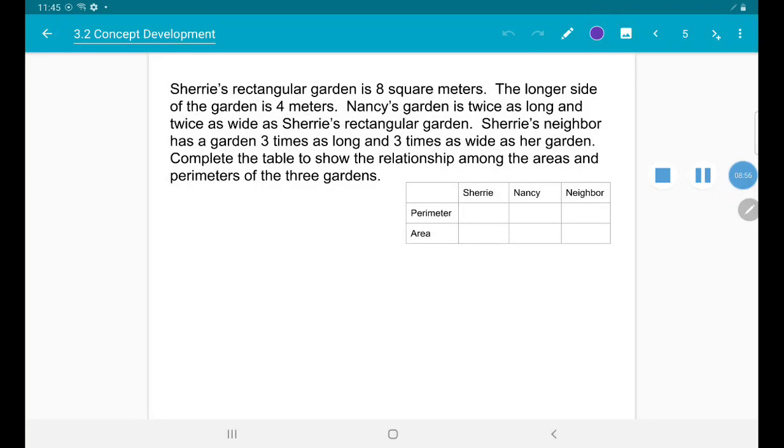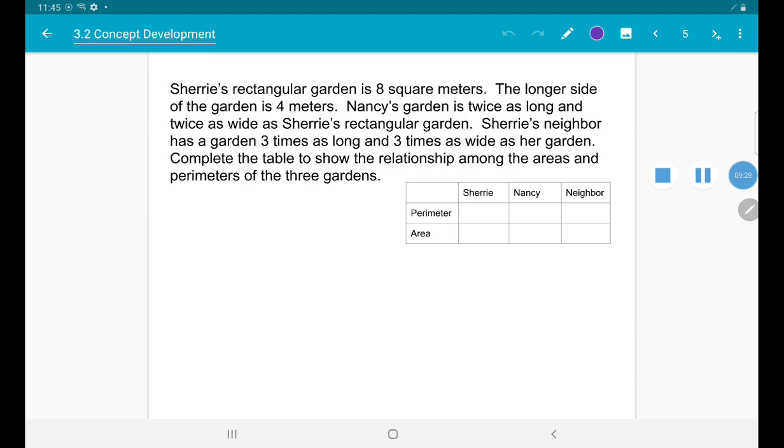Let's try one more. Sherry's rectangular garden is 8 square meters. The longer side of the garden is 4 meters. Nancy's garden is twice as long and twice as wide as Sherry's rectangular garden. Sherry's neighbor has a garden that is 3 times as long and 3 times as wide as her garden. Complete the table to show the relationship among the areas and perimeters of the 3 gardens.